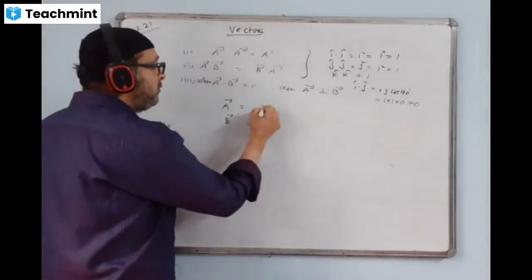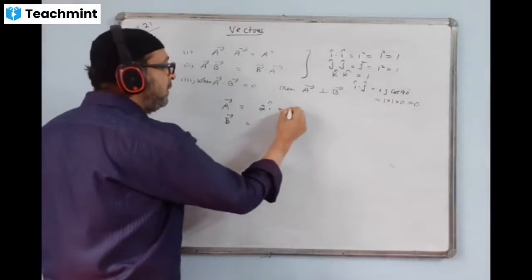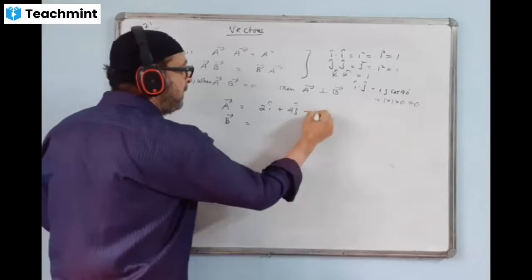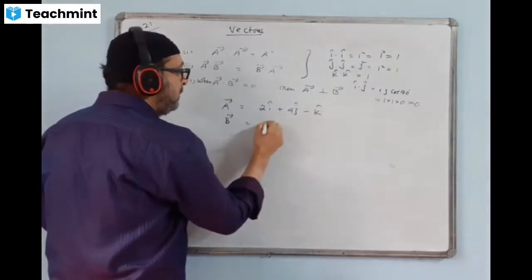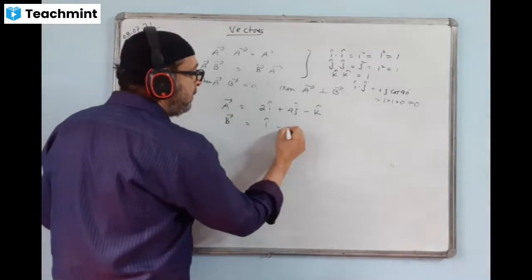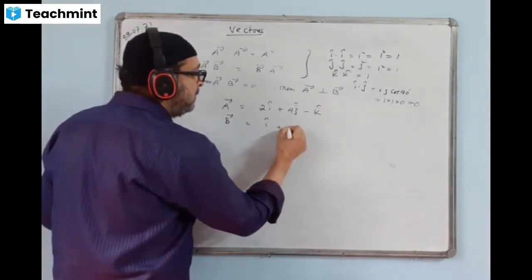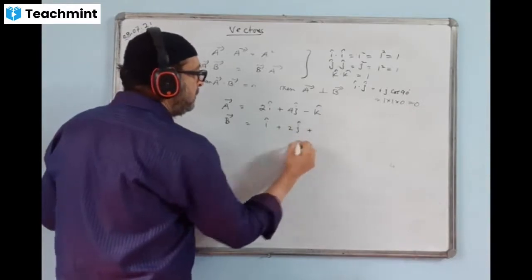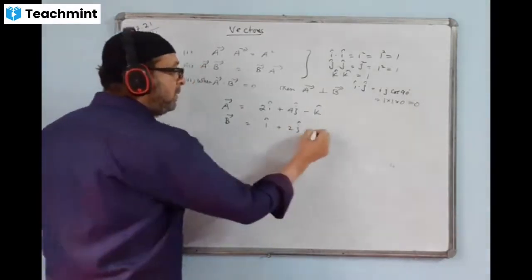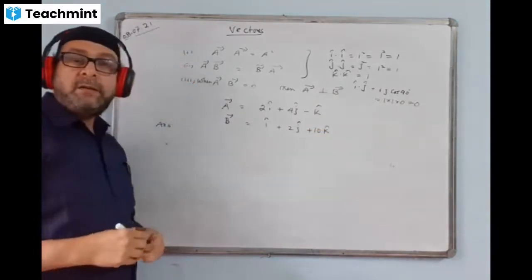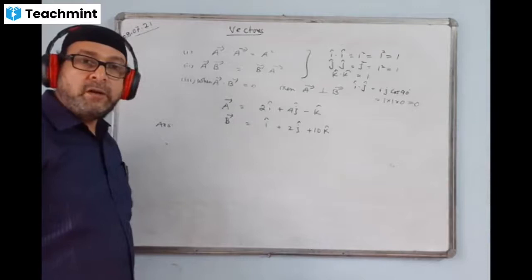A equal to 2i plus 4j minus k, and B equal to i plus 2j plus 10k, are orthogonal.